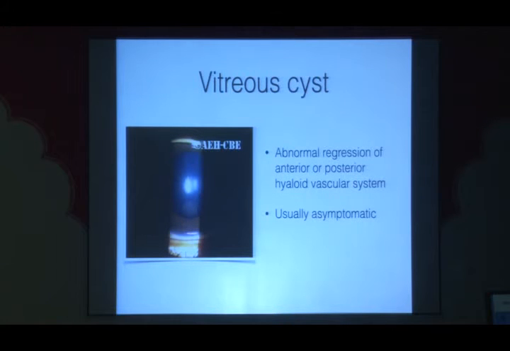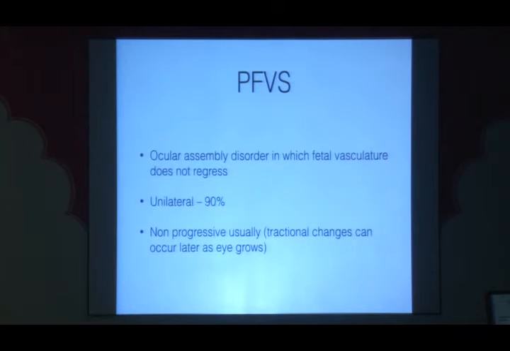Vitreous cyst can be because of the abnormal regression of the anterior or the posterior hyaloid vascular system, and again is usually asymptomatic and does not cause any visual symptoms. The persistent fetal vascular syndrome is usually seen unilaterally in almost 90% of the people, and approximately 10% can be bilateral.